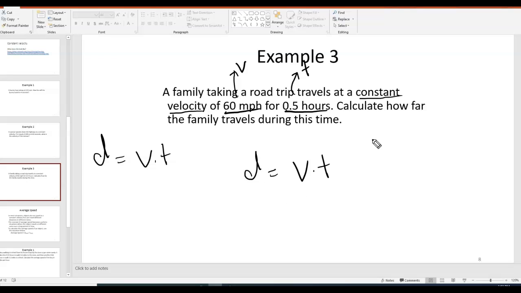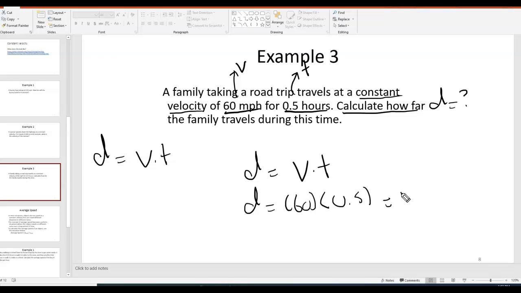Okay, and so the question says calculate how far. That's a question about displacement or distance, so that's going to be my d. How far the family travels, d equals, and I'm just going to plug in. V is 60, t is 0.5, and so d is going to be 30, and if this is miles per hour and this is hours, this distance is going to be in miles.